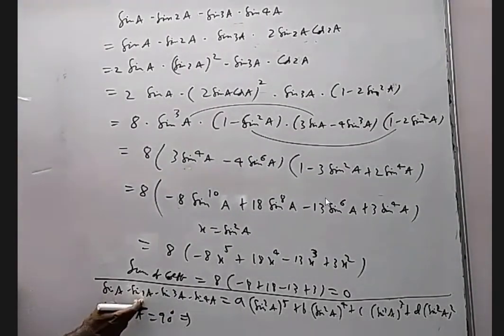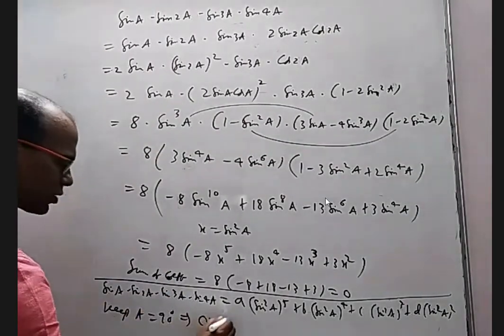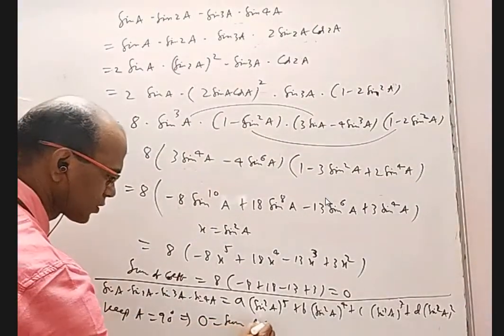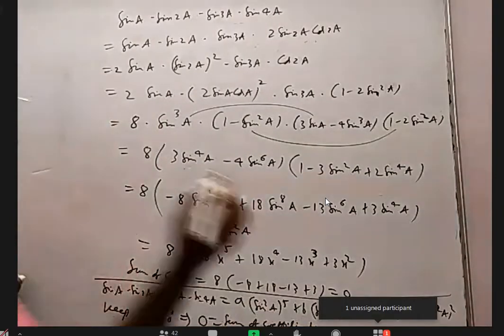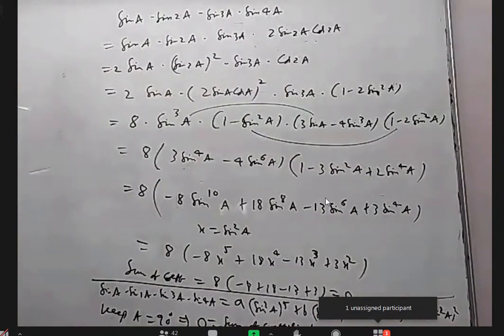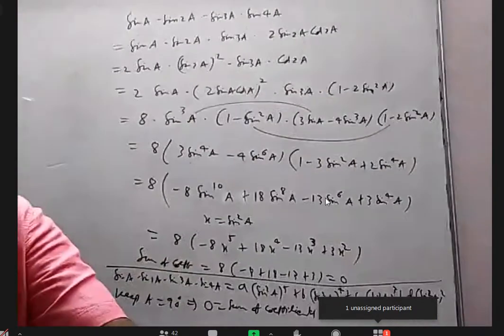Then because sine 180 is 0, this may be 1, this may be minus 1, but this is 0, this is 0. You get 0 equal to the sum of coefficients. So it is over. In one step it is over. Somebody cannot see this. Okay, this is a very easy one.